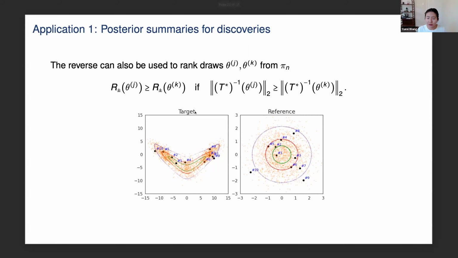And besides the p-values, this inverse function can also give you a way to rank draws. If I have multiple draws from this posterior distribution, I can use the inverse map to rank them. Here, I happen to have 10 draws from this banana distribution, and I map them back to the reference distribution using the reverse map. Based on how close they are to the origin of the reference distribution, the closer they are to the origin, I assign a smaller rank to these values.